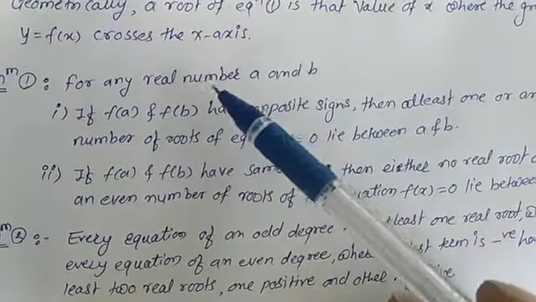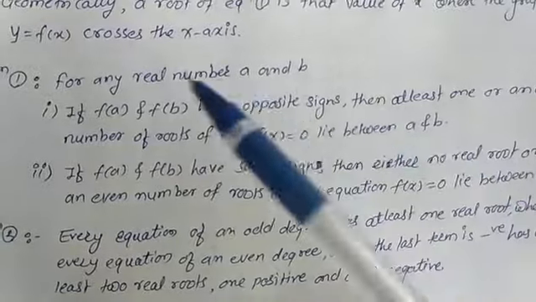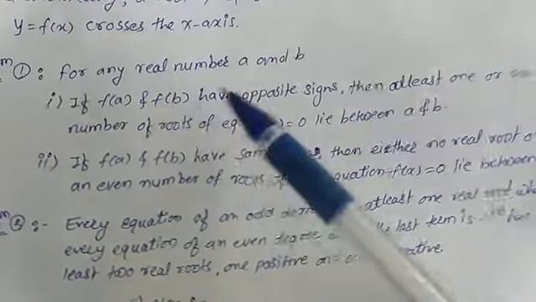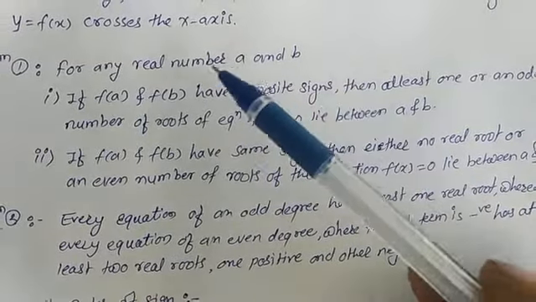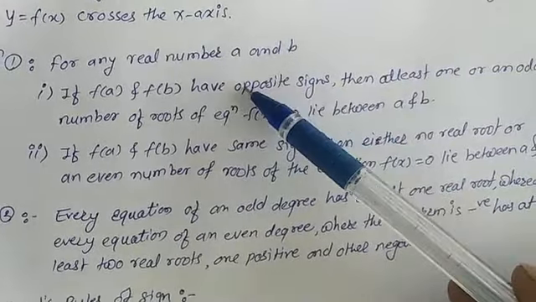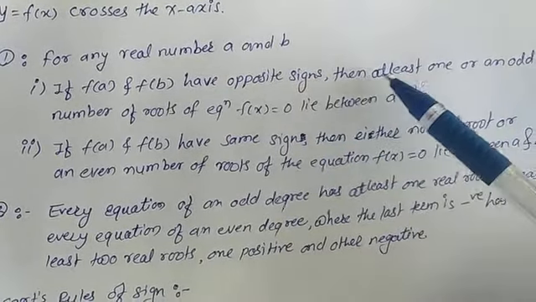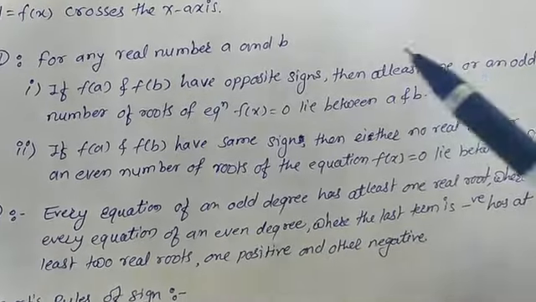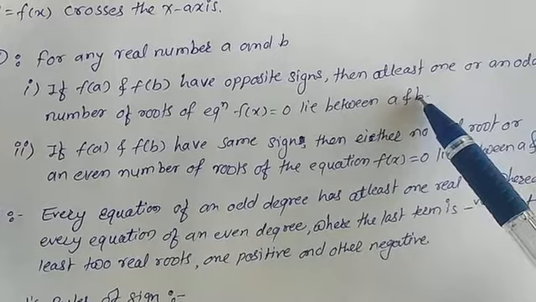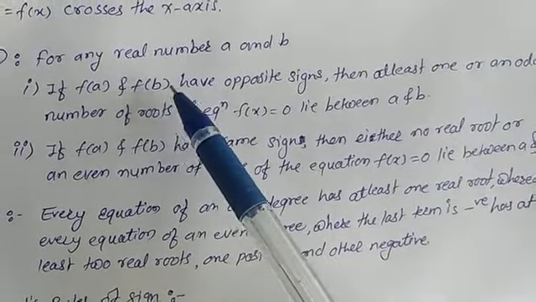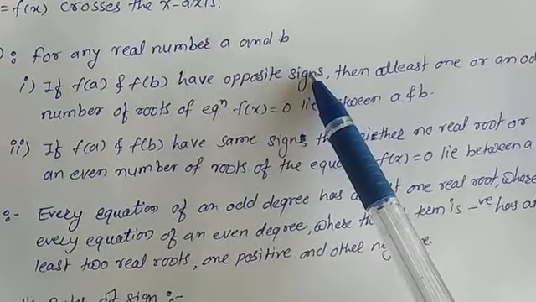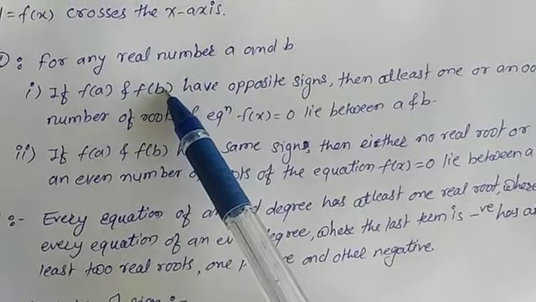Now here are the conditions for the roots. For any real numbers a and b, if f of a and f of b have opposite signs, that means when we substitute a and b in f of x they have opposite signs, then at least one or an odd number of roots of equation f of x is equal to 0 lie between a and b. That means the root is in between the values a and b if f of a and f of b have opposite signs.